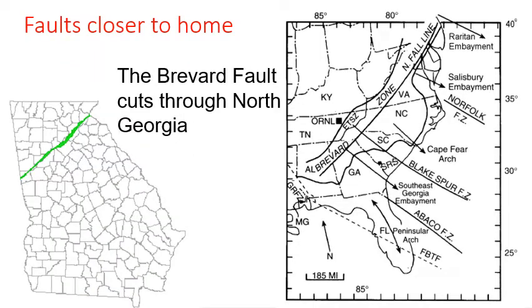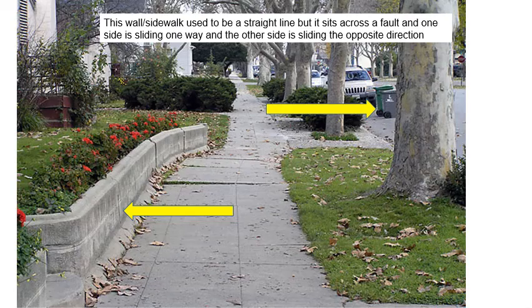Now, do we have faults here in Georgia? The answer is yes. We have the Brevard Fault that goes through North Georgia. It doesn't provide us with a lot of earthquake activity, but there are places here in Georgia where we have a place where the land has been moved along a fault.